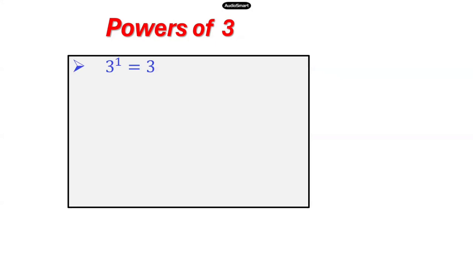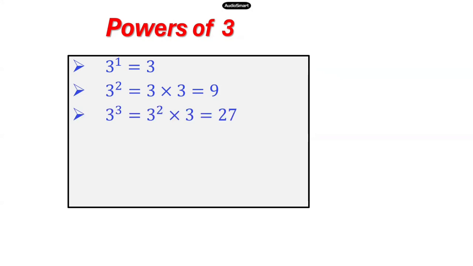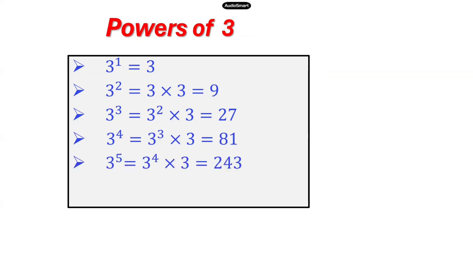Next, we'll get the powers of 3. Same way we'll continue. 3 to the power 1 is 3, 3 to the power 2 is 3 multiplied by 3, 9, 3 to the power 3 is 9 multiplied by 3, 27, then 3 to the power 4 is 27 multiplied by 3, 81. Then 3 to the power 5 will be 81 multiplied by 3, which is 243. And 3 to the power 6 is 243 multiplied by 3, which is 729. And you can continue like this.